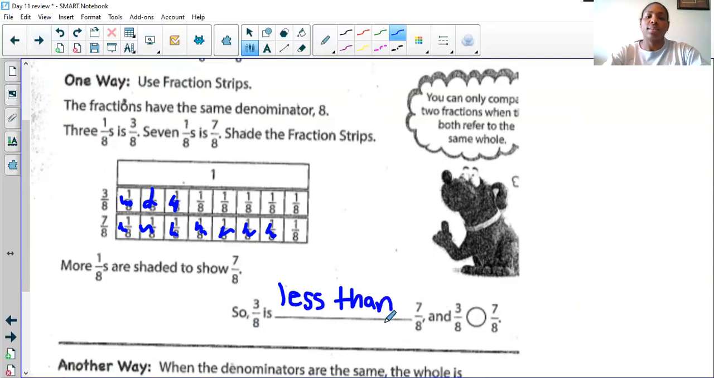So 3/8 is less than 7/8, and 3/8, remember, we always eat the bigger fraction, just like when we were comparing numbers, eat the bigger fraction, the greater eats the bigger fraction. So 3/8 is less than 7/8.